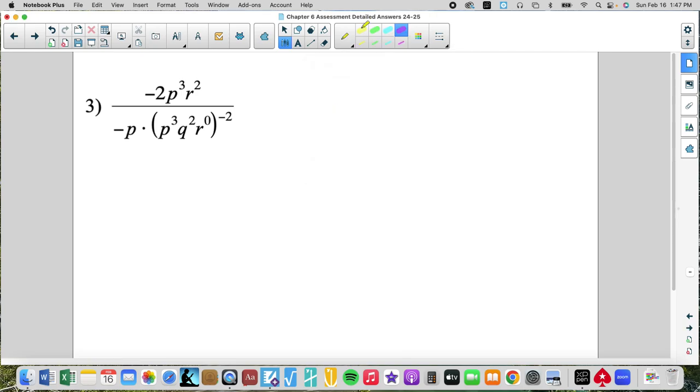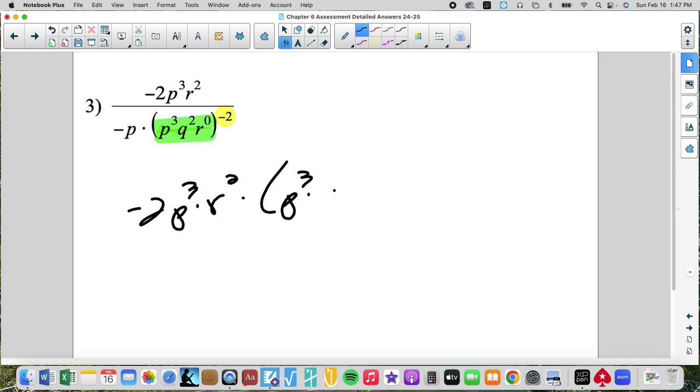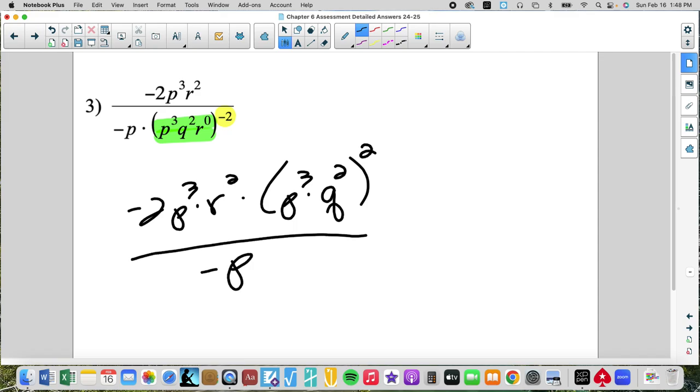So we have an exponent here that we need to deal with first. We can't multiply or cross cancel anything. We have to deal with that. So we can move that up to the top or we can distribute it. I'm going to move it to the top. I'm going to try to keep it negative p to the third times r squared times this quantity p to the third q squared. R to the 0, we don't need to do that. That's equal to 1 over 2 to the second power over negative p.